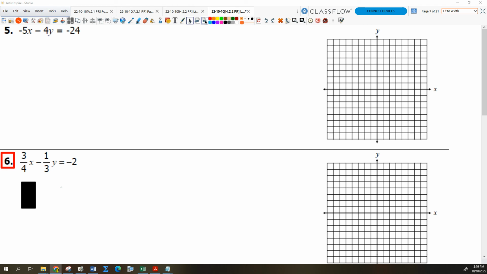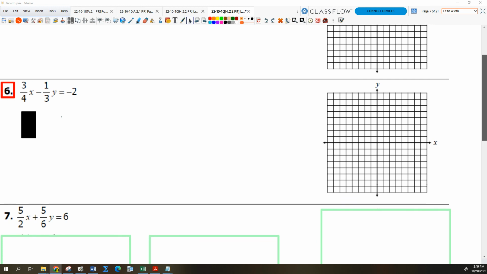Let's do one more, and then we'll call it good. Number 6. Okay, so I want to find the x-intercept. Cover up the y term. Okay, so I get 3/4 x equals negative 2. Take a second, just think here mentally. What is x going to equal?